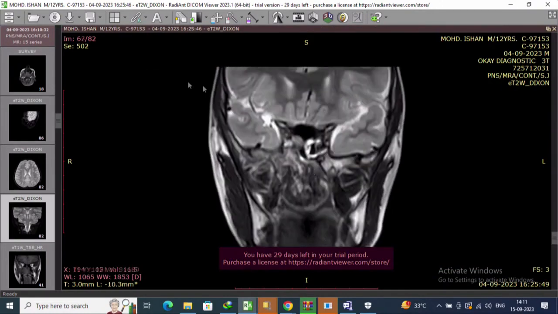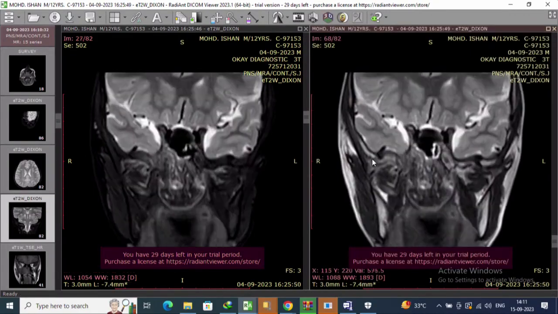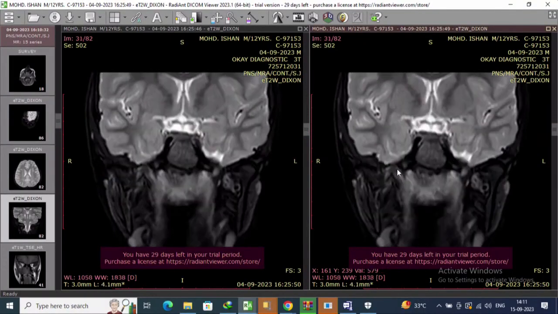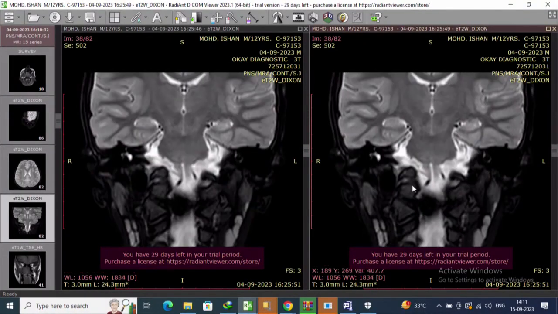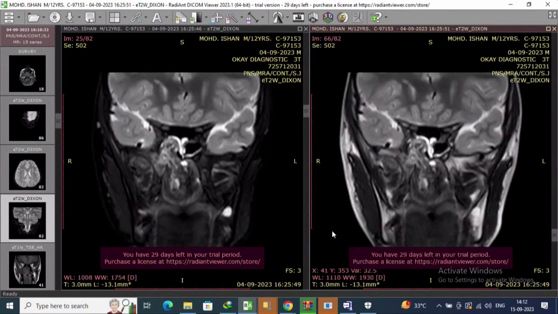This is non-fat suppressed T2 weighted. Now I'll bring this fat suppressed T2 weighted imaging. Let me bring non-fat suppressed first. Yes, this is regular T2 weighted imaging. See this, the pterygoid bone contains the marrow fat. This is the greater sphenoid bone, which contains the marrow fat. Fat enhances on T2 weighted. Any MRI, any sequence, fat enhances.